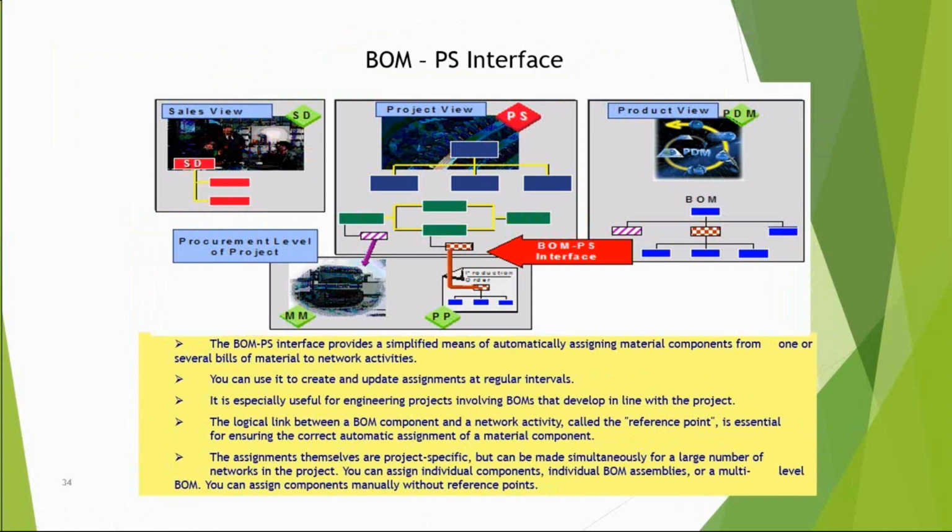And through PS, whenever I'm creating a project production order in the internal activities, the BOM will get triggered. Once the BOM gets triggered, if the stock is not available for a particular material, again the MM cycle will get started. Got it.